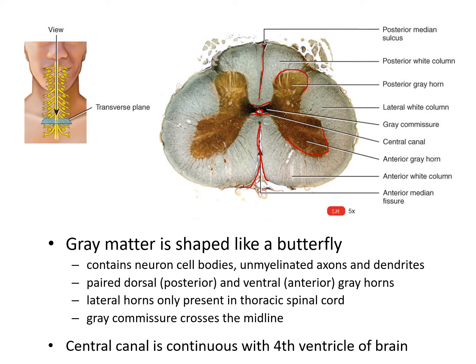Remember that the spinal cord starts out as a tube. It never stops being a tube. That lumen gets quite small, but there still is a canal that runs the length of the spinal cord, and it connects to the fourth ventricle of the brain, which is one of the cavities within the brain, because of course the brain starts out as a simple swelling of that neural tube.